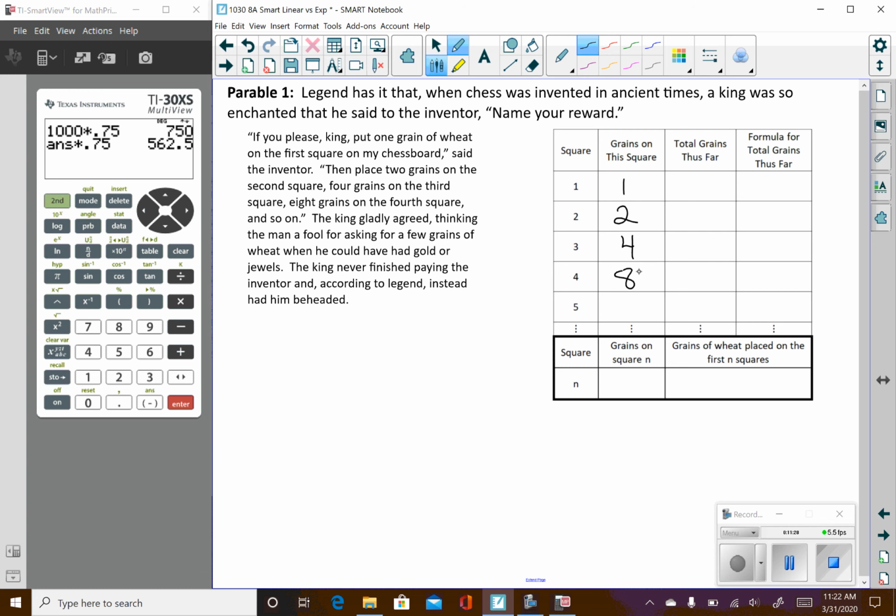The king gladly agreed, thinking that the man was a fool for asking for a bunch of grain when he could have had gold or jewels. But the king never finished paying the inventor because that's a lot of grain, and instead had him beheaded. So let's look at this scenario for a minute and then we'll answer a couple questions related to it. So we're just doubling the amount of grain on each square. So doubling, doubling, doubling. I'm going to write out some powers of 2 really quick.